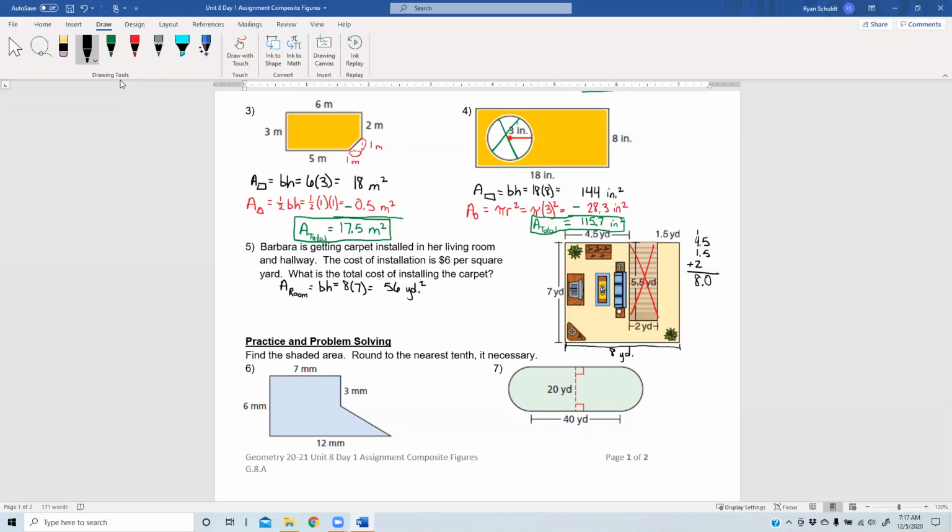But I don't know if those are stairs. I don't know if that's just wood floor, maybe right there for a hallway. I don't know. I just know she doesn't want carpet there. So I need to subtract that out. So I'm gonna call them stairs. Like I said, I don't know what they are. I'm gonna say they're stairs.